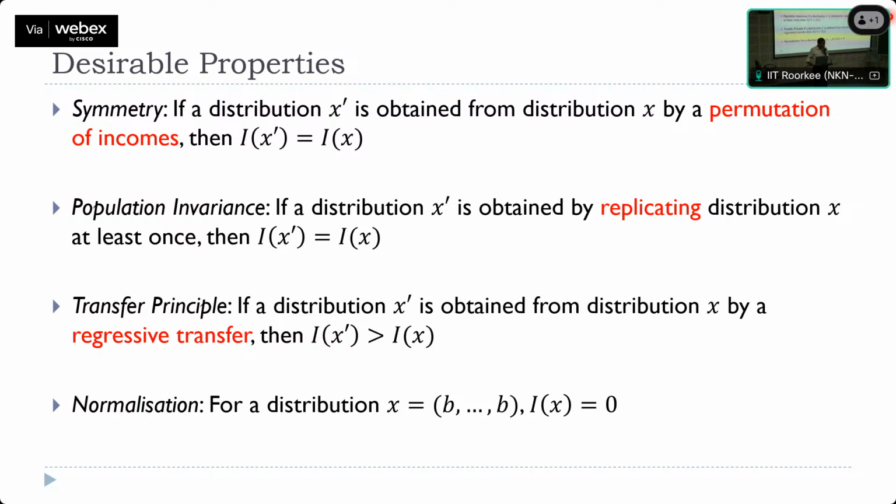Normalization is a convenient property. If everybody has the same income, there is no inequality, right? Why not just assign a value of 0? This is a natural thing: 0 means empty, no inequality is equal to 0. If you say there is no inequality, but we get a value of minus 30, it doesn't make any sense.